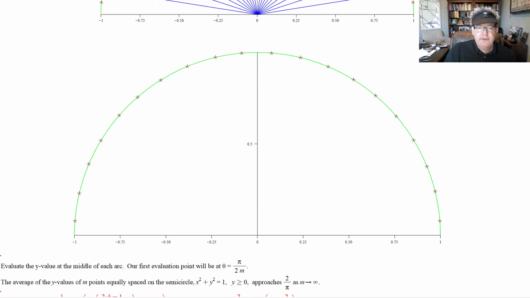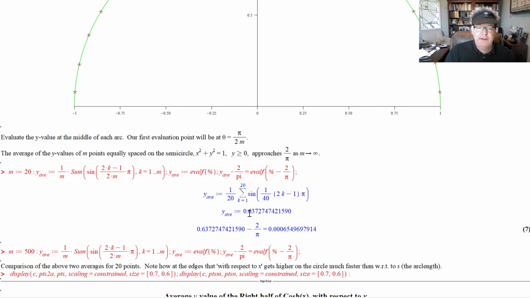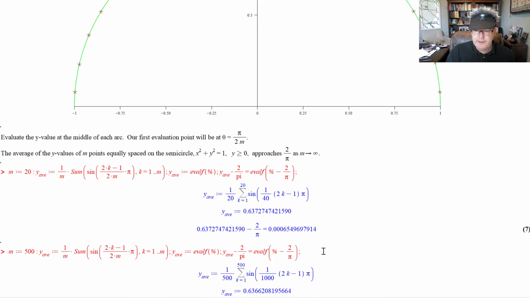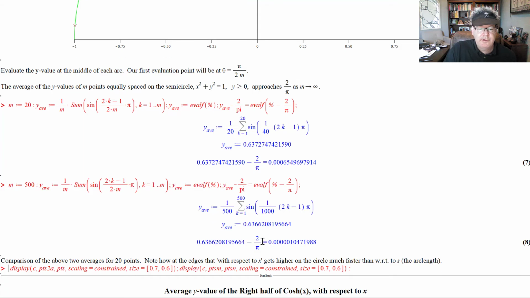All right, so there's the 20 points. Well, so here's how close it is to 2 over pi, but it's already really close, actually at 20. It's amazing how close it is. But at 500, it'll get even closer. So you're converging to 2 over pi.